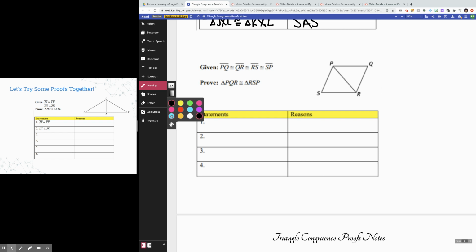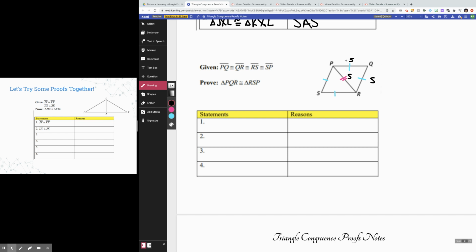Okay, so in this one, I have PQ is congruent to QR, congruent to RS, congruent to SP. Okay, so that means I have all four sides here that are marked as congruent. Okay, all right, super awesome. So just right there, I have side and side, and then I just need a third side. Well, I have this shared side, right? PR is congruent to itself. So now I have side, side, side. Okay, so that's kind of my roadmap.